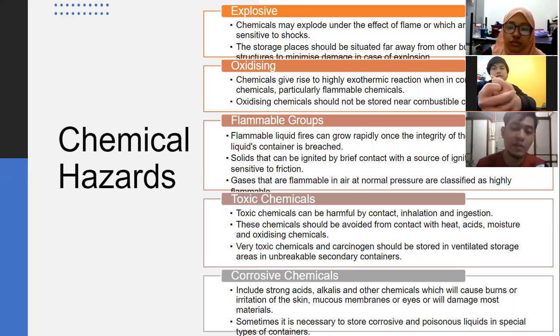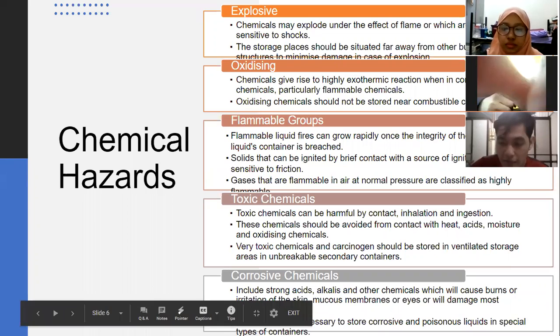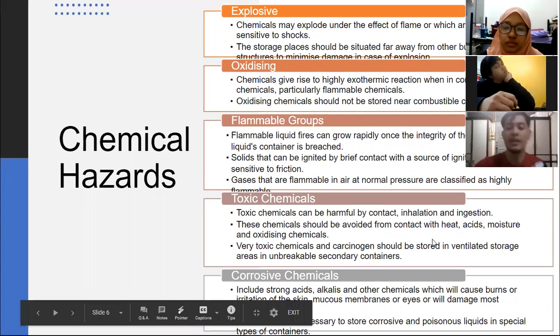This chemical also should be avoided from contact with heat, acid, and moisture. And any very toxic chemicals and carcinogens should be stored in a ventilated storage area in an unbreakable secondary container. And last, corrosive means usually acids, the alkali, and other chemicals will cause high degree burns and cause irritation on our skin, membranes, or eyes. And sometimes it is necessary to store corrosive and poisonous liquid in special types of container.